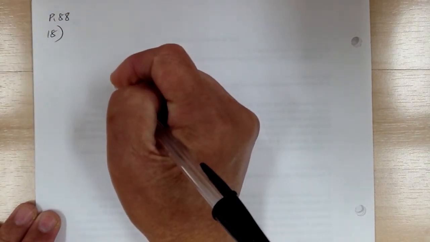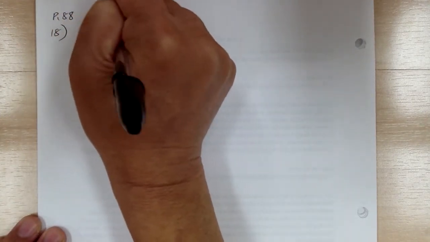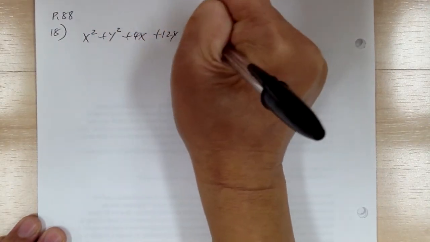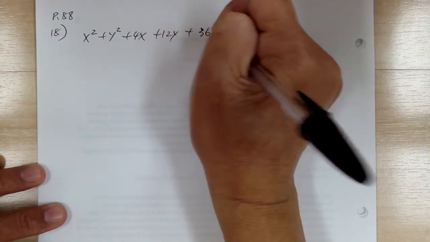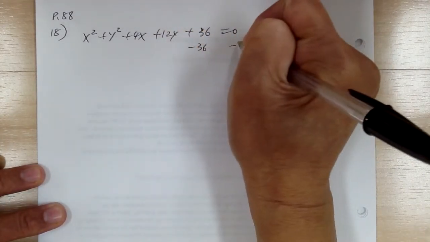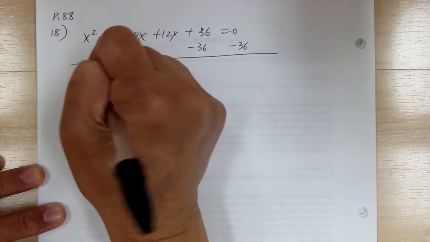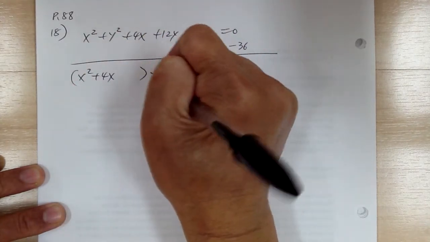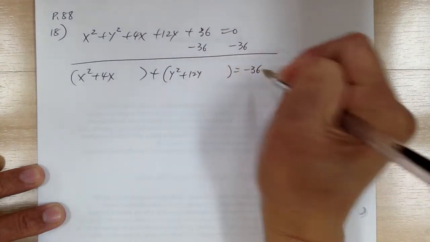Okay, number 18, you want to reduce to center-radius form and draw the circle. So you got x² + y² + 4x + 12y + 36 = 0. So first you want to go ahead and get rid of this number, so minus 36. And you want to group your x and the y and leave a blank space, okay? And you got y² + 12y = −36.